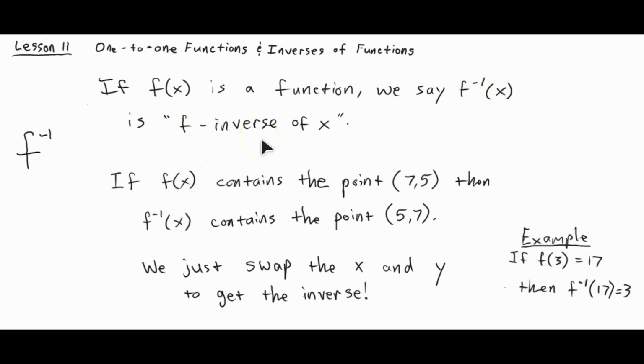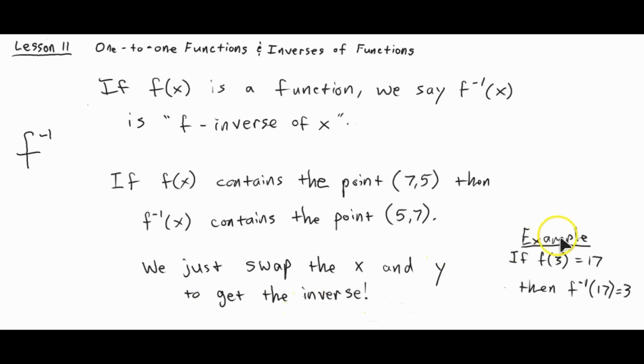Well, what is f inverse? It really is a very simple concept. If we have a function f of x, and if f of x contains the point 7, 5, then f inverse of x contains the point 5, 7. All we really did was take the x value and make it a y value, so now the y is 7. And we took the y value of 5 and made it an x value, 5, 7. So all we do is swap the x and the y value to get the inverse.